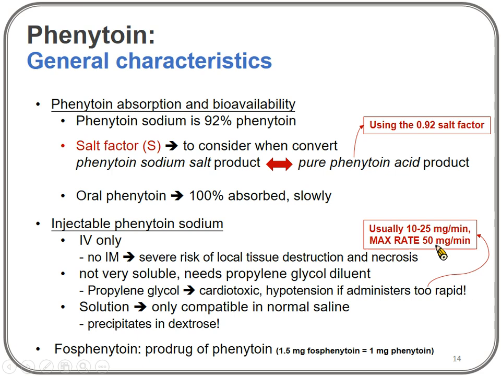Another common alternative to avoid these downsides for the reconstitution of phenytoin is the prodrug form of phenytoin, that is fosphenytoin. So you can choose that as an alternative if it is available in your country or in your institution.